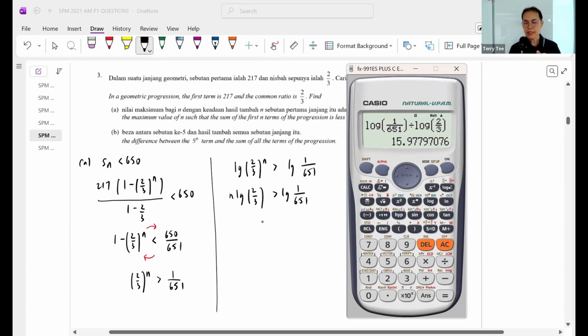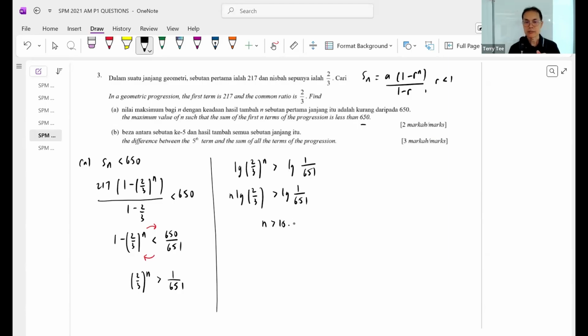15.98. So if n is more than 15.98, what do I take? We take 16. So what is the maximum? Wait, did I make a mistake here? I didn't change the symbol here. Sorry, I forgot. When you divide, you have to change the symbol. So we should take 15.